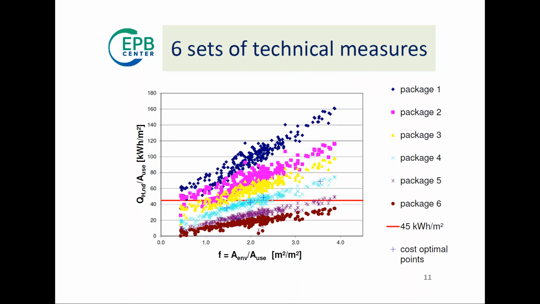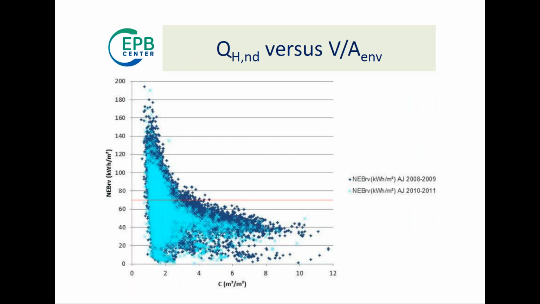Next slide, you see that you can again explore different sets and see what kind of measures would be needed to satisfy a certain requirement. These are a few 10,000 points taken from the regulation in Flanders, the dark ones during the years 2008 and 9, and the light ones 2010-11. So for every project after construction, an as-built dossier is submitted in an electronic database, and the results are analyzed and visualized here. We have again the heating needs per floor area as a function of the compactness, that's the ratio of the volume to the envelope area.